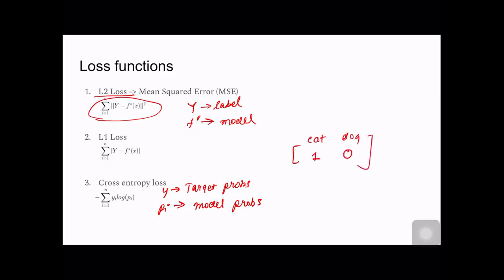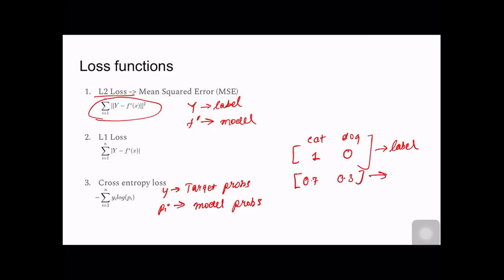So our Y would look like something like this, right? So it's a cat, and this is the label. And let us assume that our model prediction was something like 0.7 and 0.3. These are our model predictions. So our model isn't perfect.